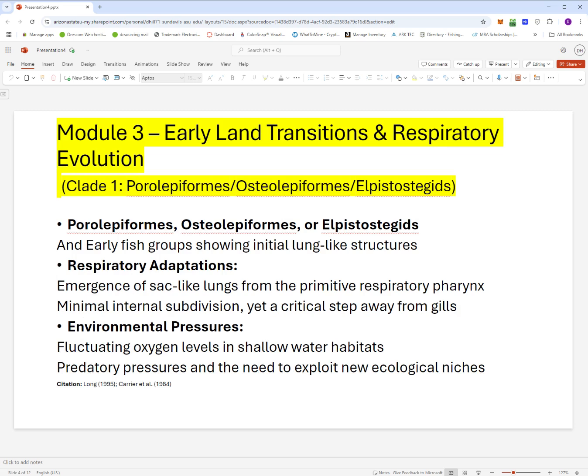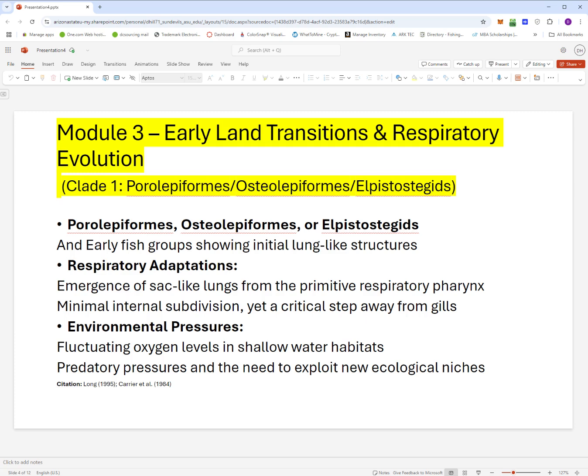The first major clade I will discuss is represented by early fish groups known as Porolepiformes, Osteolepiformes, and Elpistostegids. These animals exhibit some of the earliest signs of lung evolution. Although still primarily aquatic, they developed primitive sac-like lungs derived from the respiratory pharynx. These structures were not highly complex, but they represented an important evolutionary experiment that allowed these animals to exploit shallow water habitats where oxygen could change.